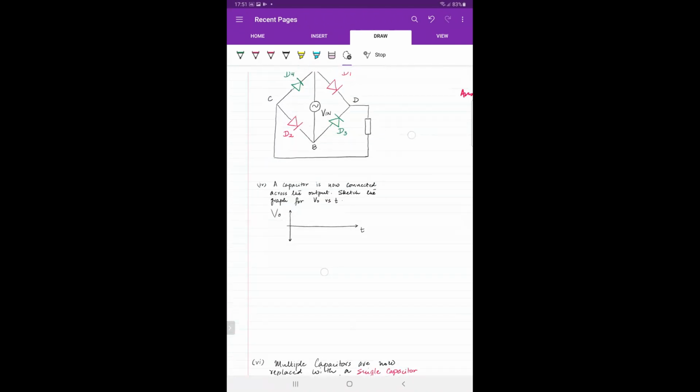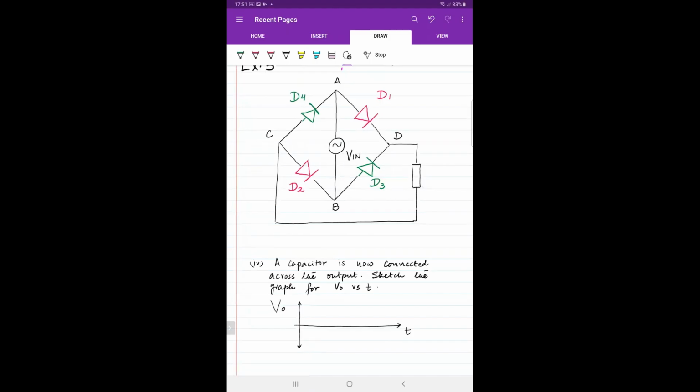नेक्स्ट पार्ट. A capacitor is now connected. ड्रॉ कर देता हूँ. Across the output. Sketch the graph for output voltage against time. So if you remember from the previous class, we discussed कि capacitor का क्या impact होता था. And this is how the shape of the graph would now look like.